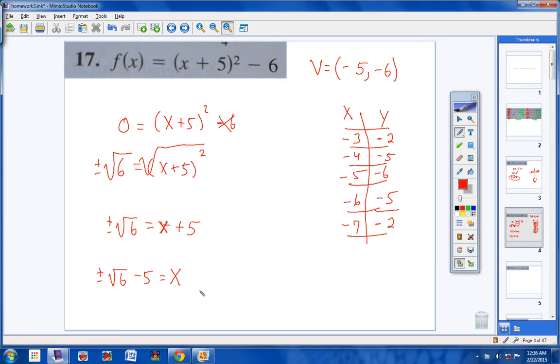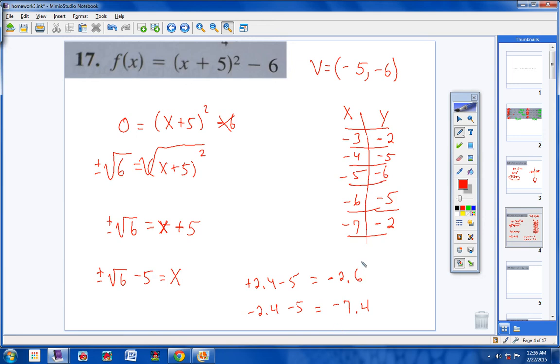What I'm going to do is type in my calculator square root of 6, okay? Square root of 6 is 2.449. I'm going to put 2.4, so I really have a positive 2.4 minus 5, and then a negative 2.4 minus 5, okay? So 2.4 minus 5 is going to give you a negative 2.5 or 2.6. Now here, negative 2.4 minus 5 would give you a negative 7.4.